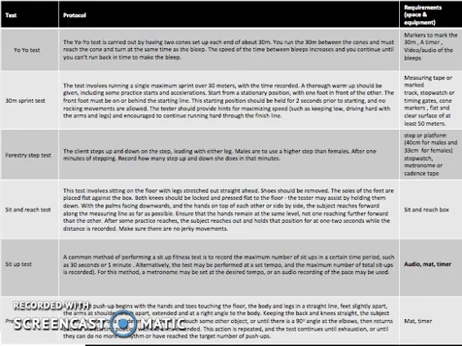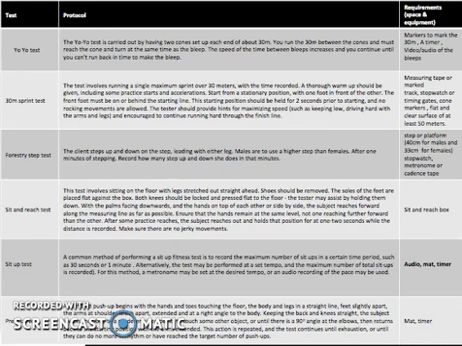Tests. Yo-yo test. Protocol. The yo-yo test is carried out by having two cones set up at each end of about 30 meters. You run the 30 meters between the cones and must reach the cone and turn at the same time as the bleep. The speed of the time between bleeps increases and you continue until you can't run that in time to make the bleep. Requirements: markers to make the 30 meters, a timer, a video or audio of the bleeps.